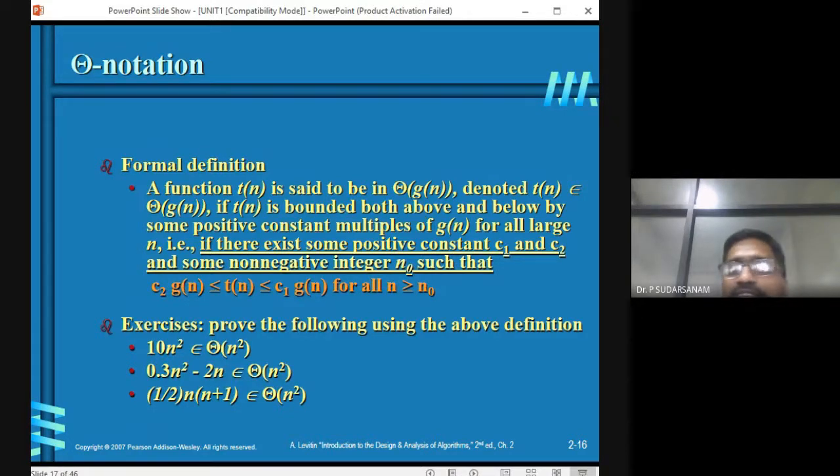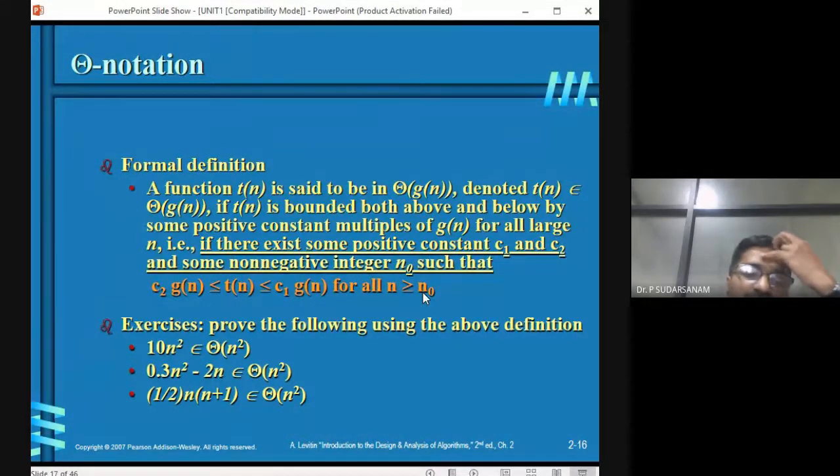So if there exists some positive constants C1 and C2 and some non-negative integer n0 such that C2 into G of n is less than or equal to T of n, which is less than or equal to C1 into G of n for all n greater than or equal to n0. So this is the definition we have to write.